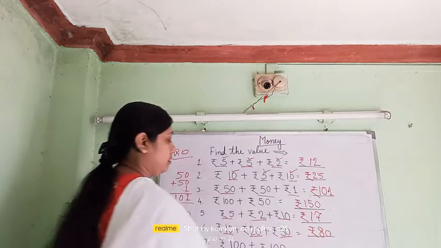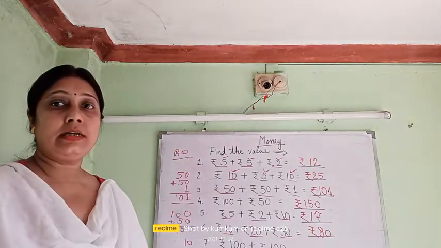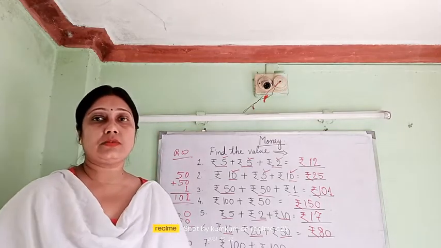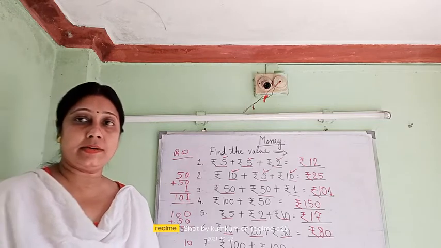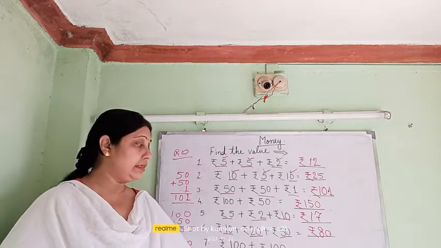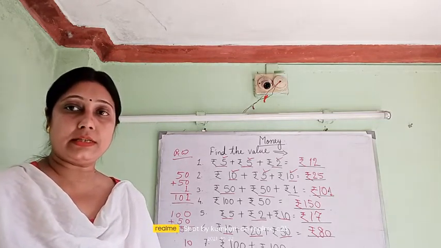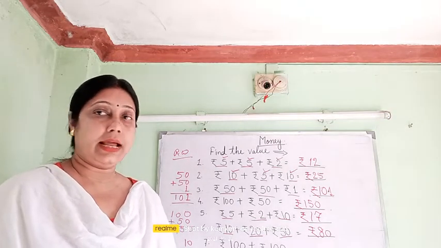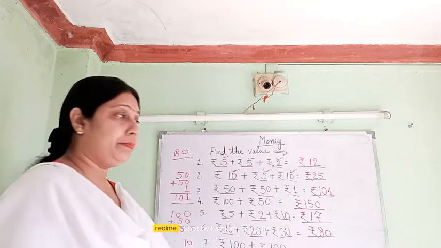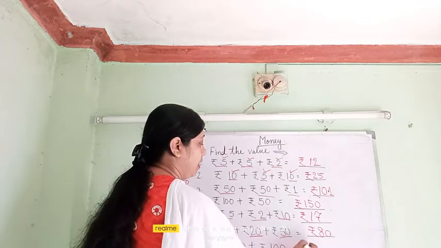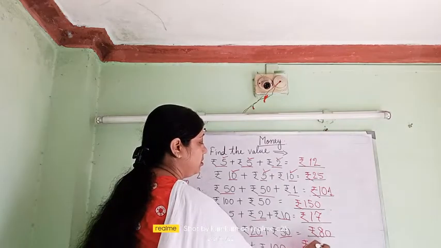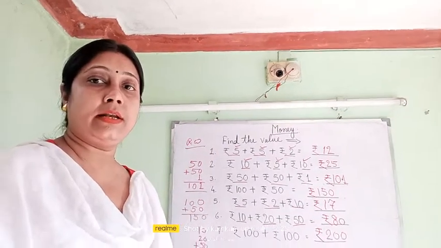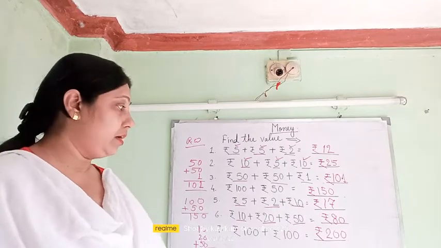80 rupees. And the last question is 100 rupees plus 100 rupees. So what will be the answer? 100 rupees plus 100 rupees, if you cannot do the rough work, then you will add it up and the answer will become 200 rupees. Okay. So 100 and 100, it will become 200 rupees.